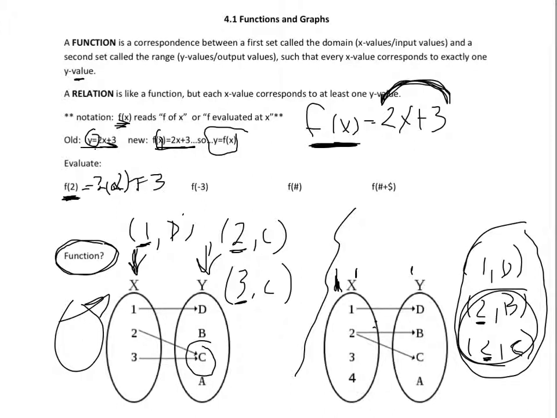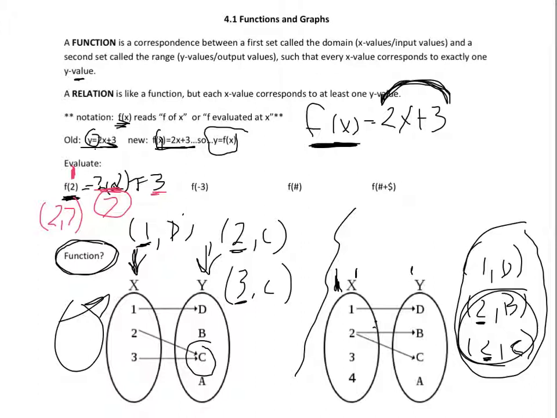Seems to me that's not writing well. 2 times 2 is 4, plus 3 is 7, so f of 2 is 7. And this corresponds to an ordered pair. When x equals 2, y equals 7, so it's the ordered pair (2, 7). Okay. Now we could ask, what is f of negative 3?